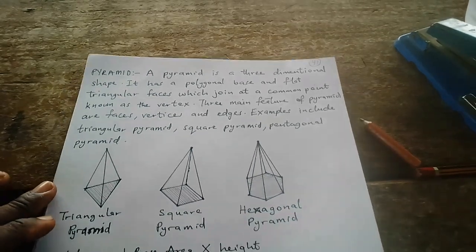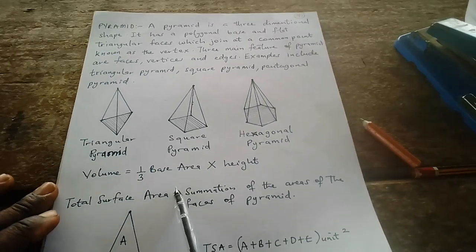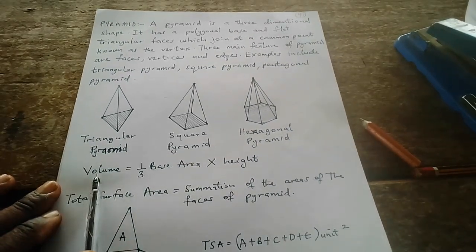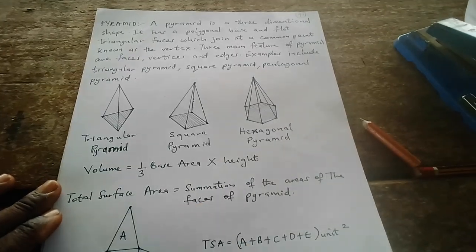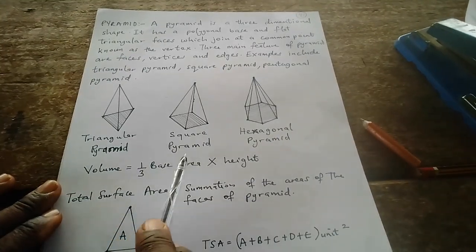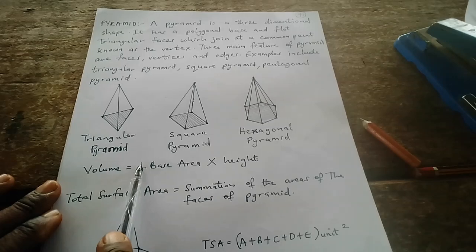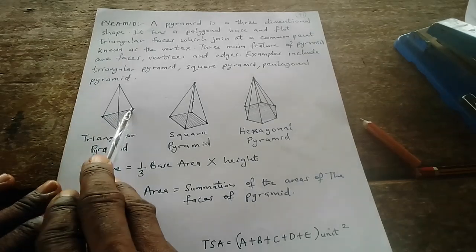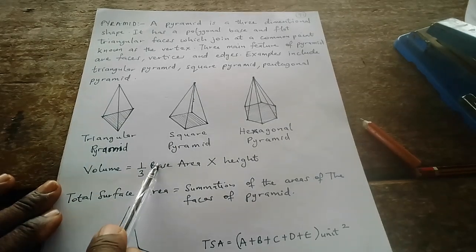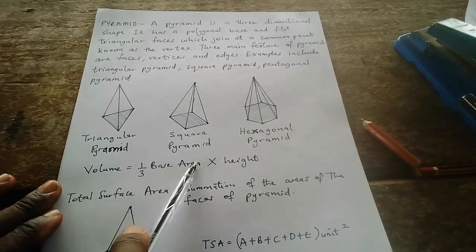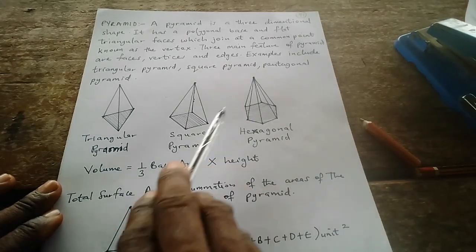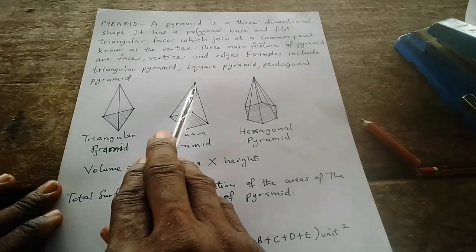So now let's look at the volume of a pyramid. The volume of a pyramid is 1/3 base area times height. So that means you say 1/3 times the area of the base: if the base is a triangle, look for the area of a triangle. If it is a square, look for the area of the square. If it's a hexagon, look for the area of the hexagon, times the vertical height of the pyramid.